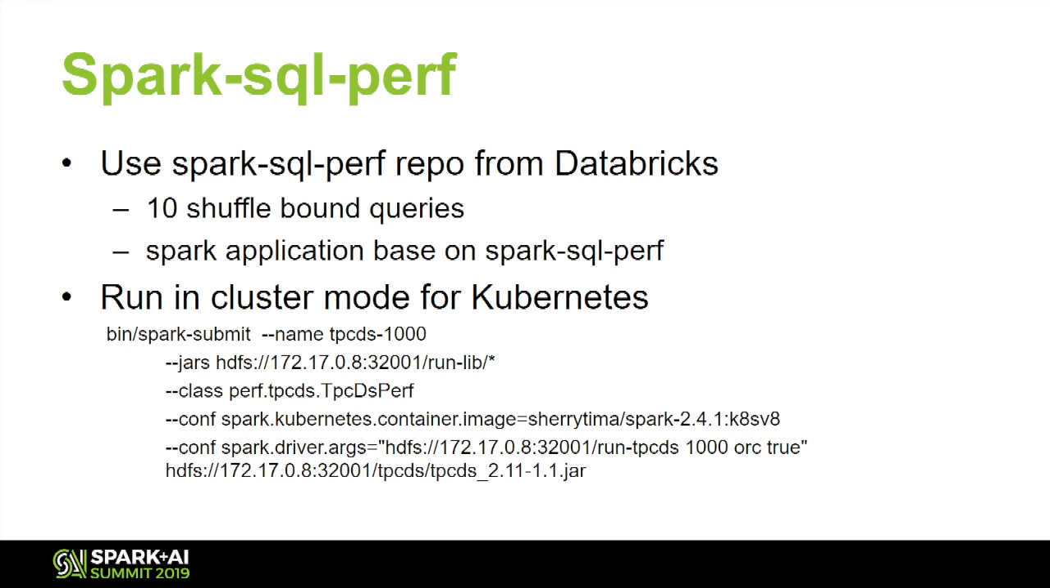The second suite of benchmarks we run is Spark-sql-perf from Databricks, and it contains the TPC-DS and TPC-H workloads, which represent real scenario use cases. We run applications based on the Spark-sql-perf library, and we also pick 10 queries, which are either shuffle bound or IO bound. And this is the command we use to run the Spark SQL TPC-DS workload.